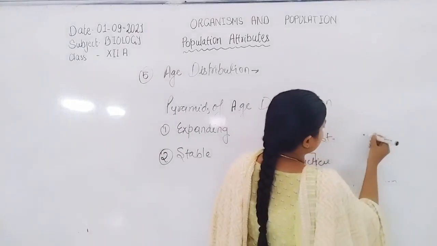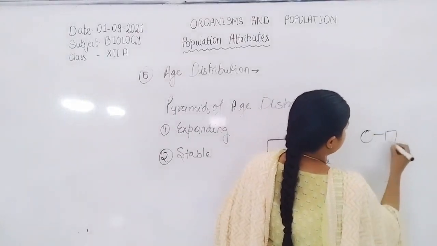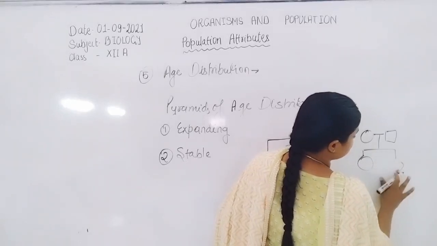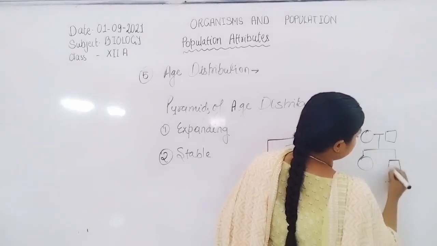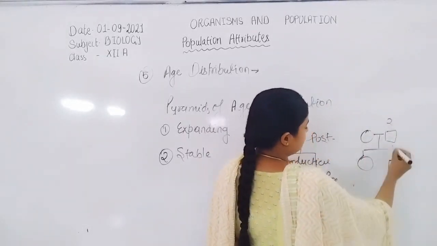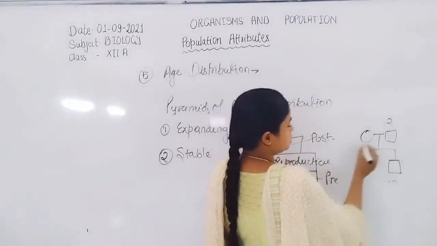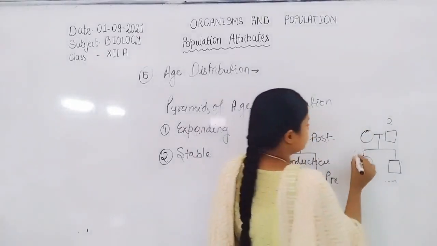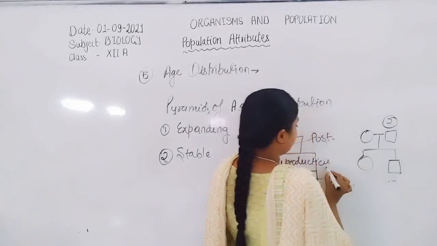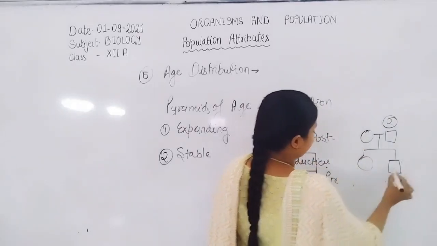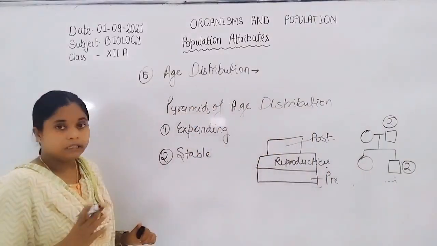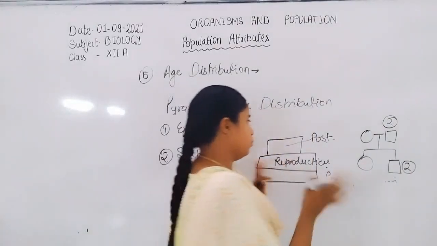For example, a couple reproduces only two children, so they are two in number. Here is the reproductive phase. If we want to calculate the number of individuals, there will be two in the reproductive phase, and in the pre-reproductive phase there are also two individuals. So that type of population is a stable population.